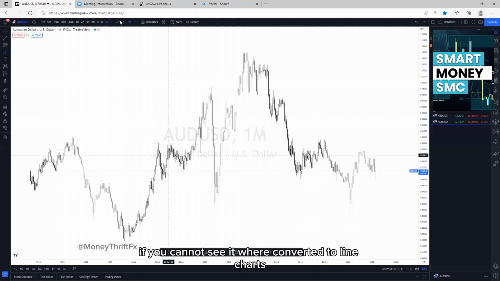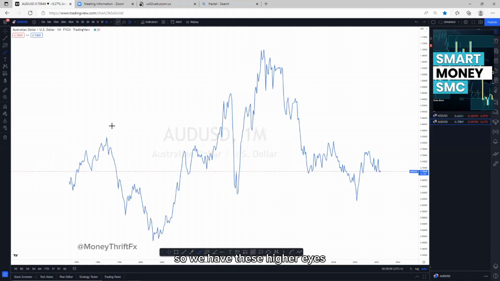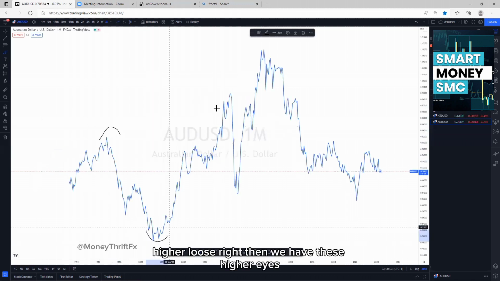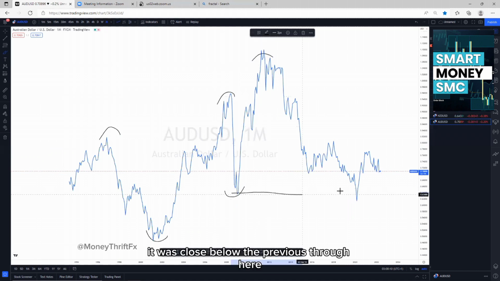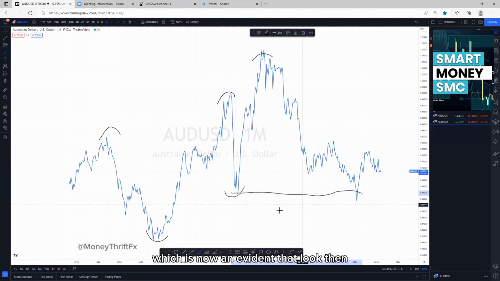If you cannot see it, convert it to a line chart. So we have these higher highs, higher lows, then we have these higher highs, then this higher low, and then these higher highs. And price closed below the previous low here, which is now evidence that this is a break of structure.